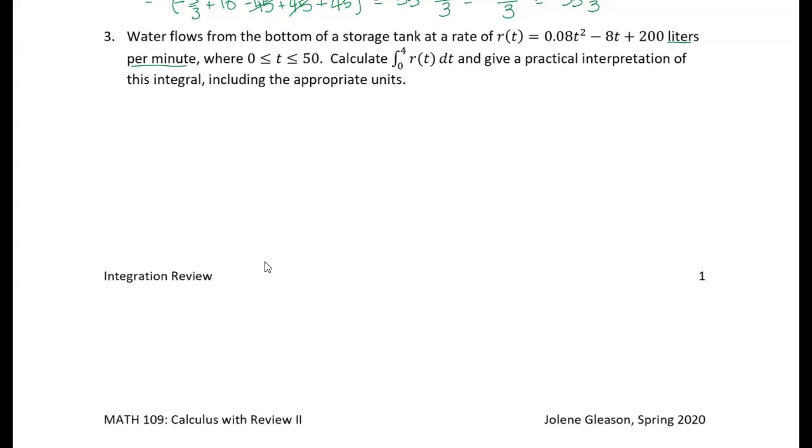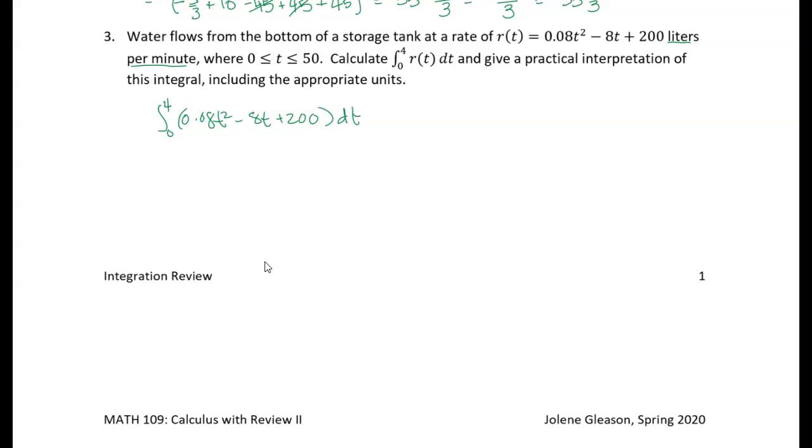And we're asked to calculate the integral of the function from 0 to 4 and give a practical interpretation of this integral, including appropriate units. All right, so let's do the integral. Integral from 0 to 4. And r of t is 0.08 t squared minus 8t plus 200. Okay, all of that, and then dt.